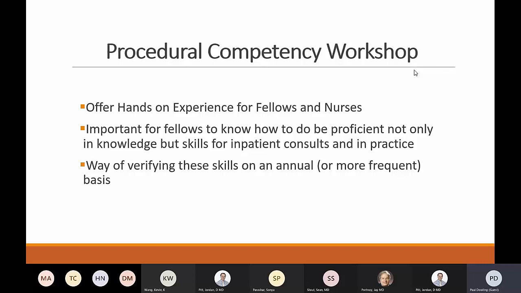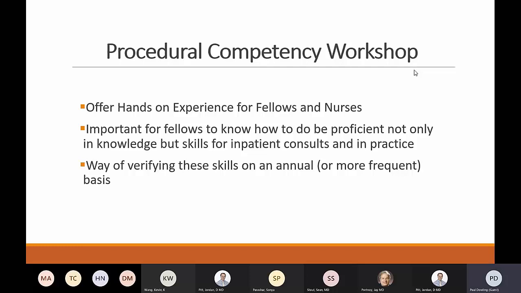It's important for us to know how to be proficient, not only in the knowledge but the skills for inpatient consults and in practice, because if you're going to do an inpatient consult, you may be taking skin testing materials with you and doing the skin test yourself in the hospital room and not have a nurse there doing that. And actually in practice, if we've had fellows in the past who started their own practice, we had to actually teach the new nurses that they hired how to do skin testing, and initially do the skin testing themselves for their patients. So again, it's important that you have that expertise, and it's required for you to graduate. It's also a way of verifying skills on an annual or more frequent basis.